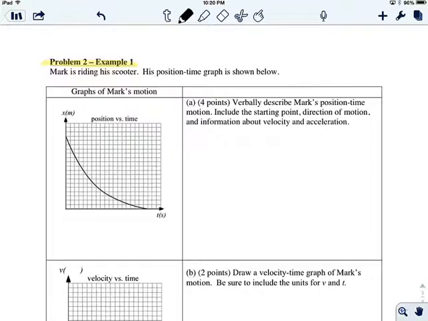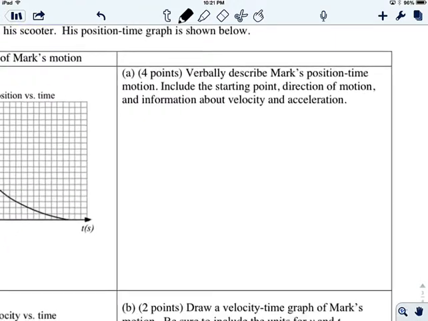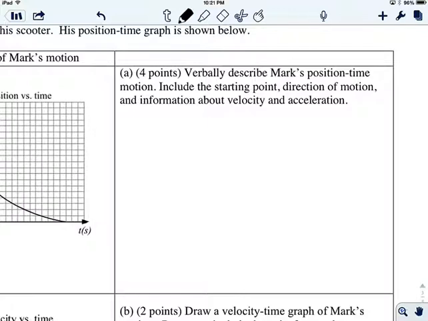It says, verbally describe Mark's position, time, motion, including the starting point, direction of motion, and information about velocity and acceleration. Now, on the last test, people missed this question because they didn't include everything the question asked for. So I really want you to pay attention here. Notice that there's 4 points possible, and it asks for 4 things: 1, the starting point, 2, the direction of motion, 3, information about the velocity, and 4, information about the acceleration.